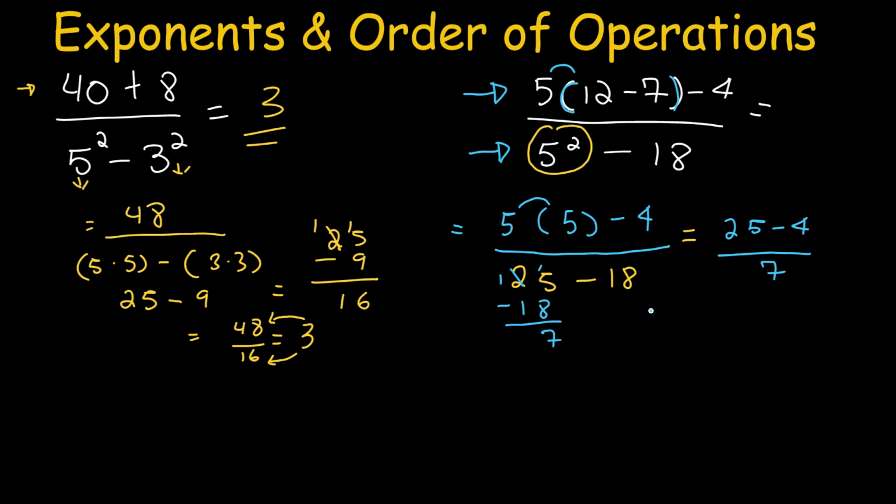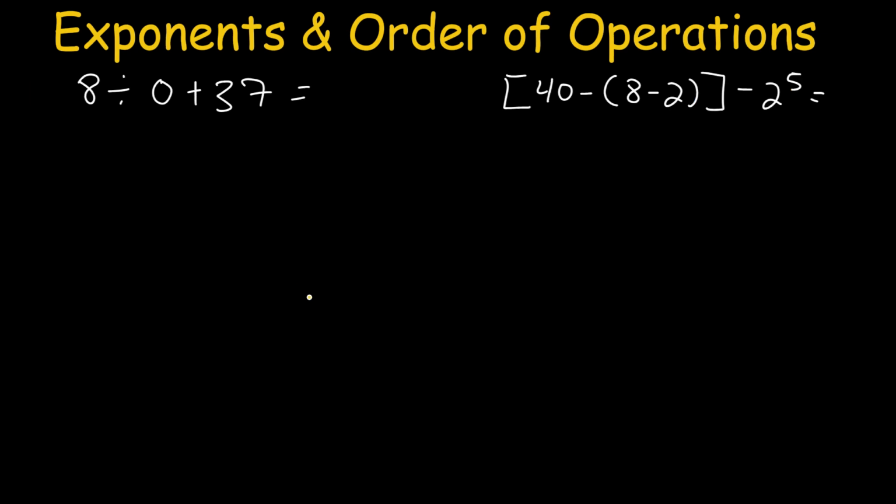Now 25 minus 4, that will be 21 over 7. So 21 over 7 will give you 3. This is your answer, 3. Right, let's keep practicing. By the end of this video, you'll be really good at this because we have more than enough problems that you can practice.